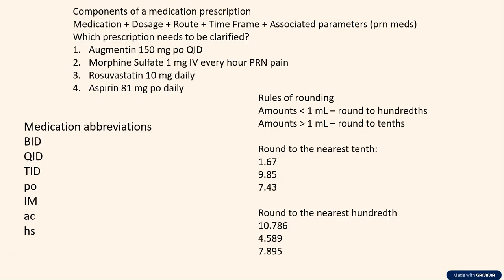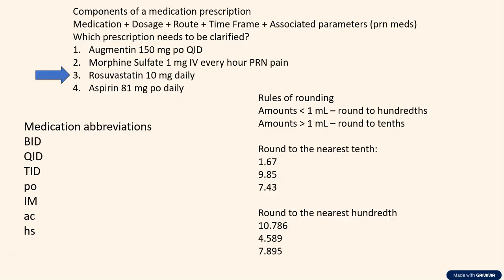The question is asking you which medication of the 4 provided answer options needs to be clarified. And your options are Augmentin, morphine sulfate, rosuvastatin, or aspirin. Take a minute to look at these 4 and determine which one of those needs to be clarified because it's missing one of the required components. If you have chosen number 3, you are correct, as it is missing a route. This prescription has a medication, a dosage, and a time frame, but we don't know how that rosuvastatin is going to be taken.